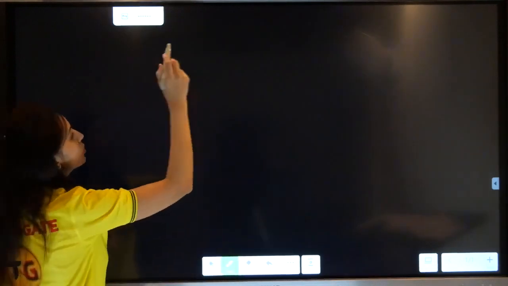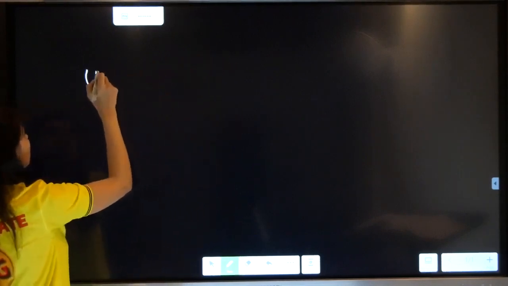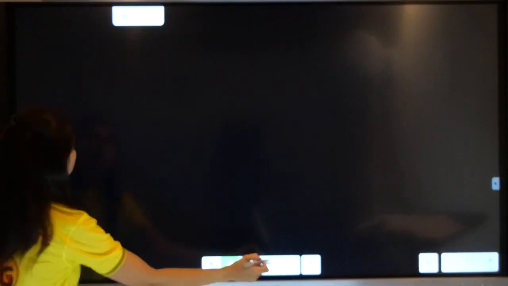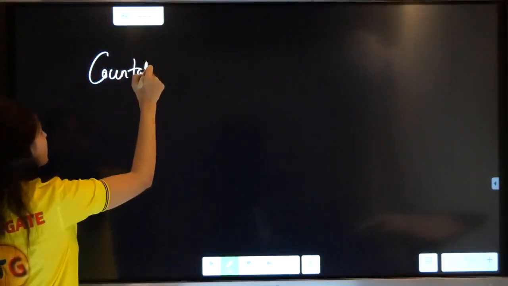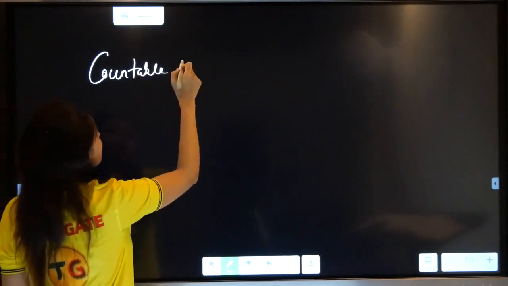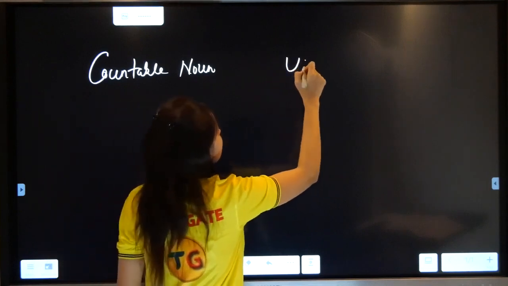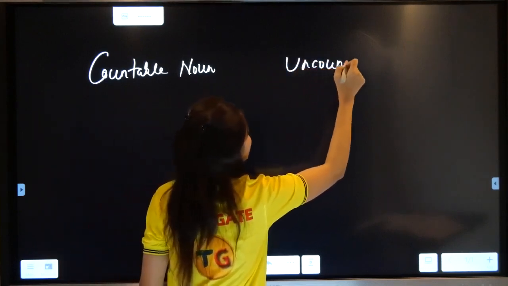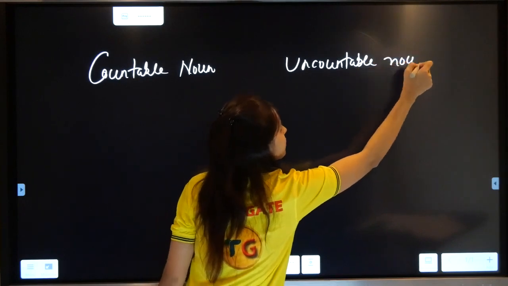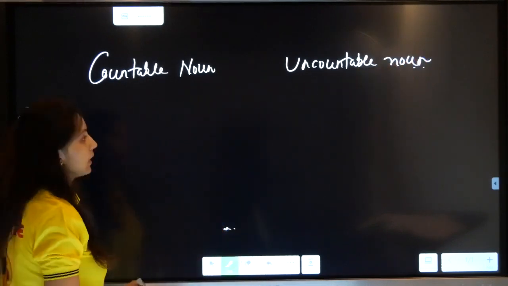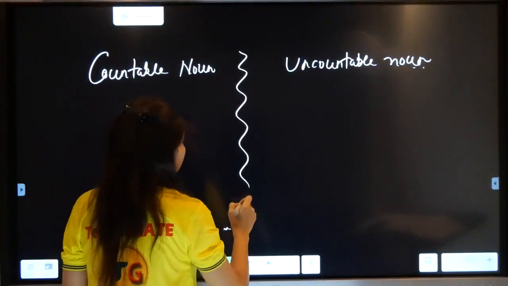In a few books or somewhere you can find these 2 types as well. One is your countable noun. You can encounter these 2 terms as well. So let's cover them. Countable noun. Second category, uncountable noun. So you can find these 2 types sometimes. Let's understand them. What are these?